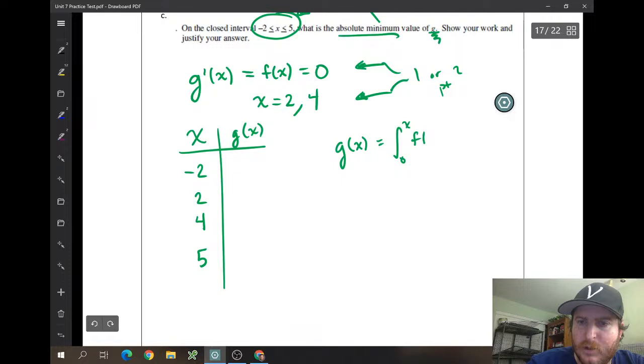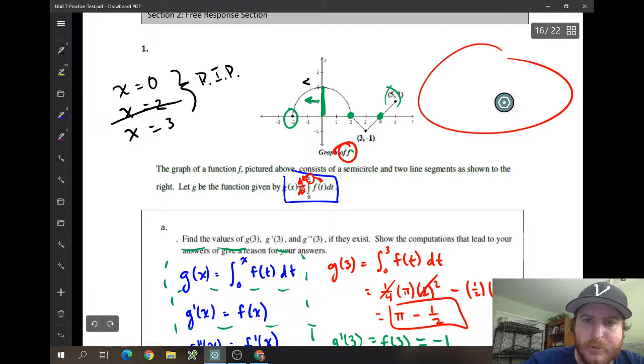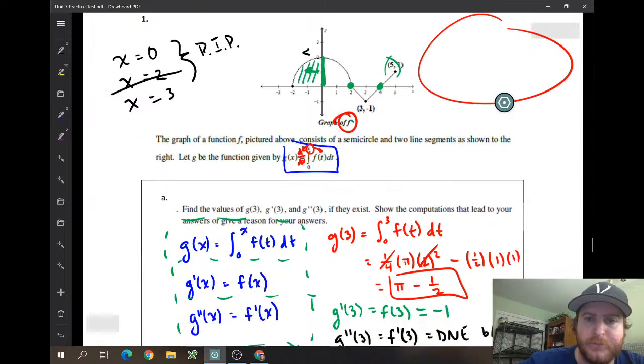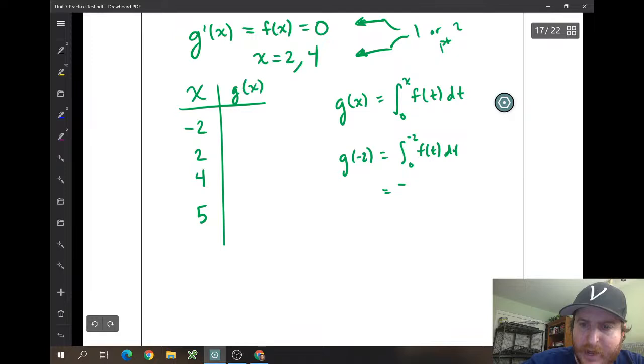And so this is doing the integral of the area under the curve. And so this is where it is a little bit more work. So the first one, g of negative 2, would be the integral from 0 to negative 2 of f of t dt. And so kind of going back up here on the graph, from 0 to negative 2 is going backwards. Okay, so when we go backwards, we flip the sign. So even though this is above the axis, because we're going backwards, it's going to be negative. So this will be negative 1/4 pi times that radius, which was 2 squared, which will be negative pi.